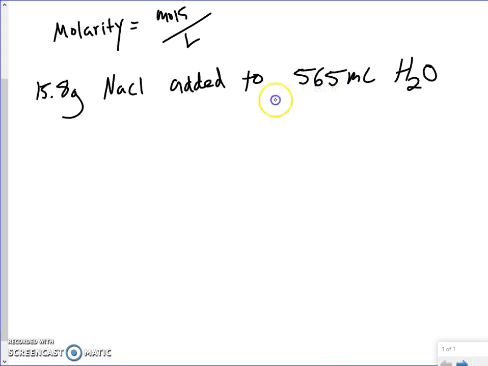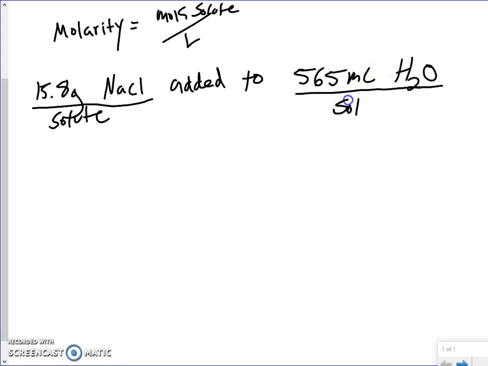What is my molarity? Well, first off, we have to recognize that this moles is moles of the solute, which is who's being dissolved. So who's being dissolved is our sodium chloride. And this is our solvent, okay, and this is liters of our solution, and I'll come back and explain that in a minute.